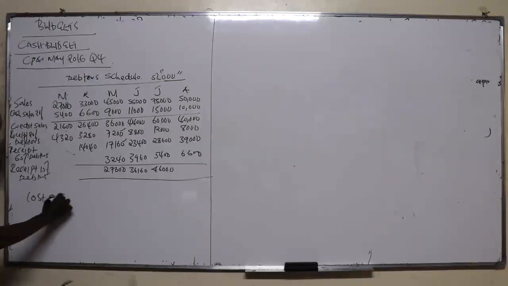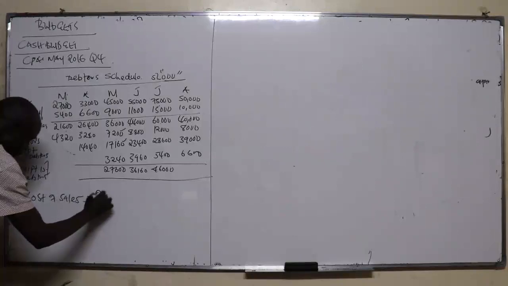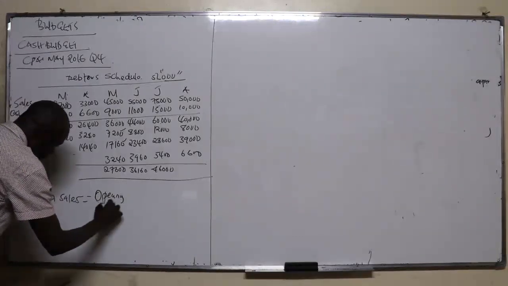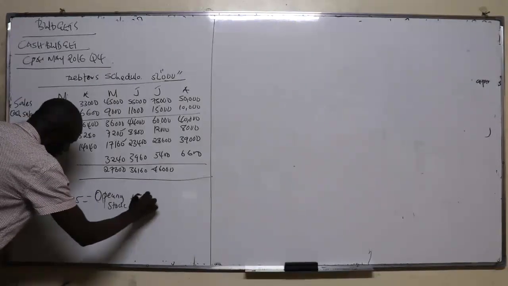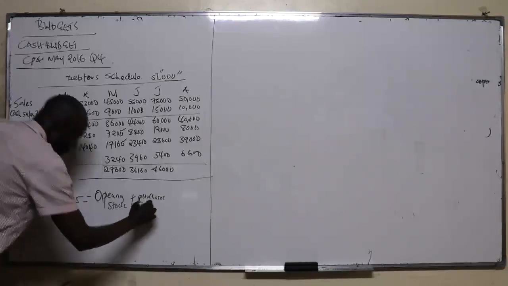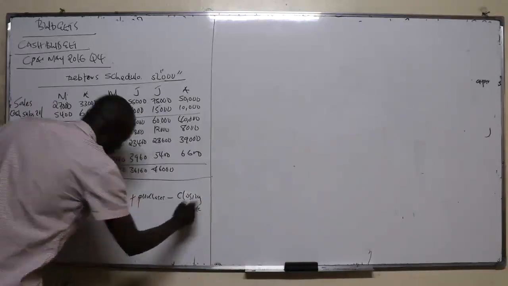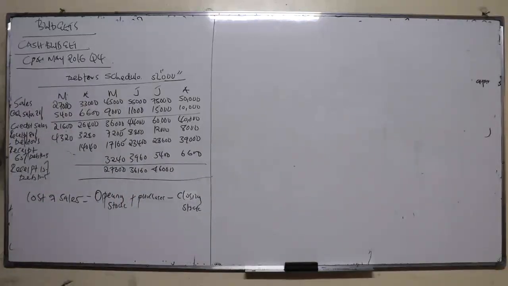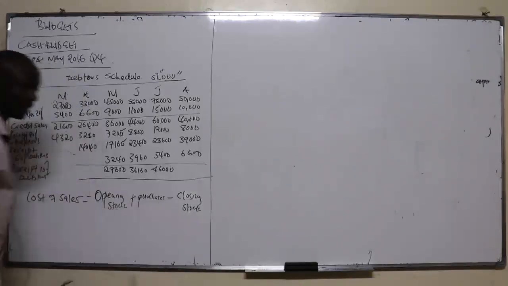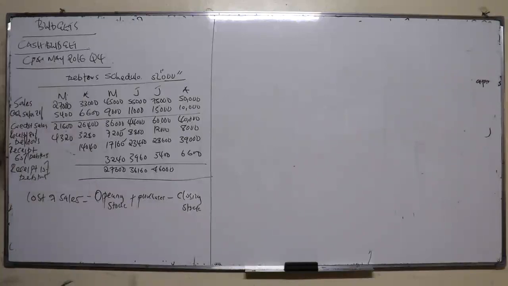Cost of sales is equal to opening stock plus purchases minus closing stock, isn't it? So in this question, we are able to get the cost of sales. We have been given the figure for cost of sales. We can also compute the opening stock, and we can also determine the closing stock. So now we need to determine the purchases when we have those three ingredients. So we make the purchases our subject.